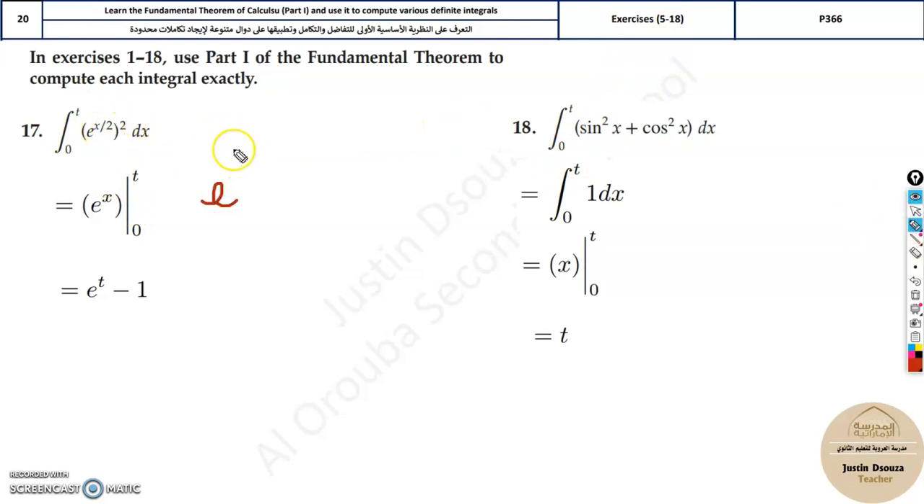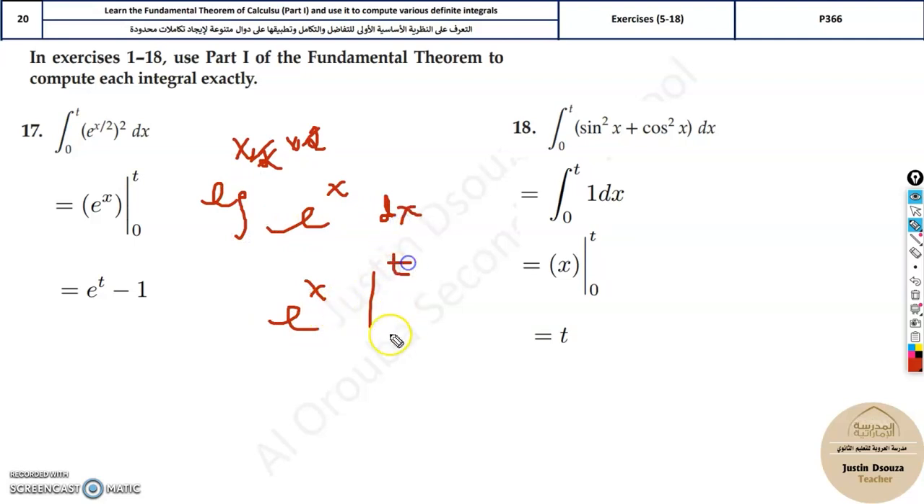e to the power x by 2 is half, and you're squaring this. That means basically you're multiplying the power by 2, which cancels. What is the derivative of e to the power x? It is e to the power x itself. So integrate e to the power x and apply the limits. Upper limit is t, lower limit is 0. How do you apply the limits? It's always upper limit minus the lower limit. So e to the power t minus e to the power 0. Anything raised to the power 0 is 1, so you will have e to the power t minus 1.